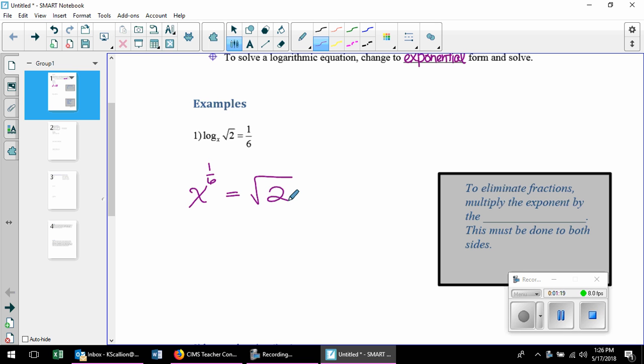Fair enough. So what do I want the exponent on the x to be? Right? Because if I have x squared, I can square root it. If I have x cubed, I can cube root it. Really, I just want one x. So that means it has an exponent of 1. So what would I multiply 1/6 by to get it to 1? I'm going to take this and put it to the exponent of 6. But if I do it to this side, I have to also do it to this side.